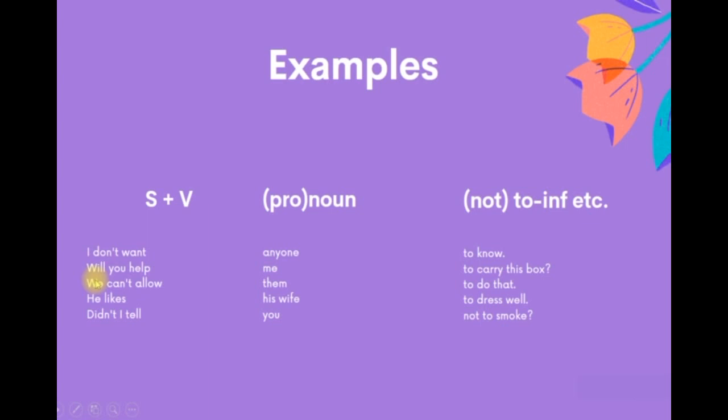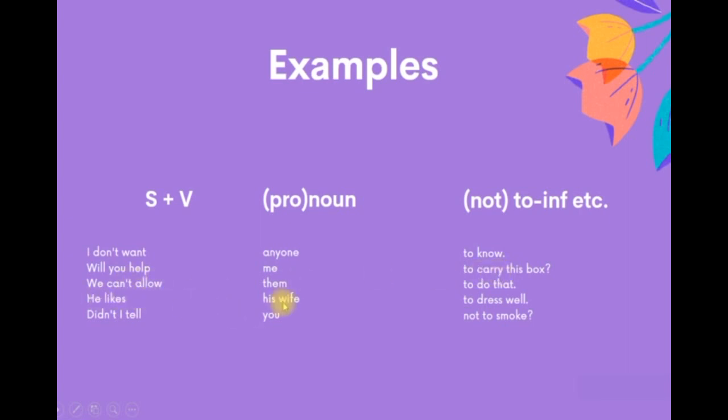The third sentence: we can't allow them to do that. We in the third sentence is the subject, and then followed by the modal can't. And then allow is the verb, and them is the pronoun, and then followed by to do as the to infinitive, and that as the object.